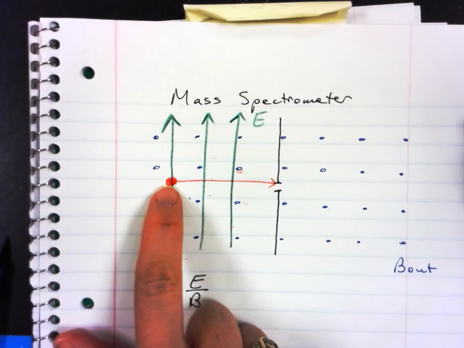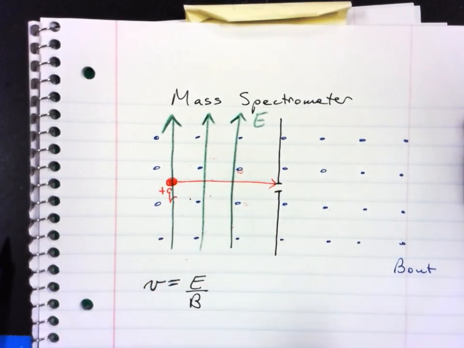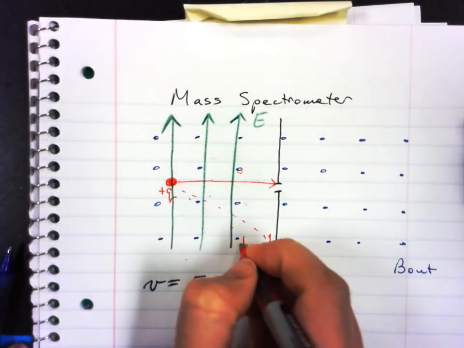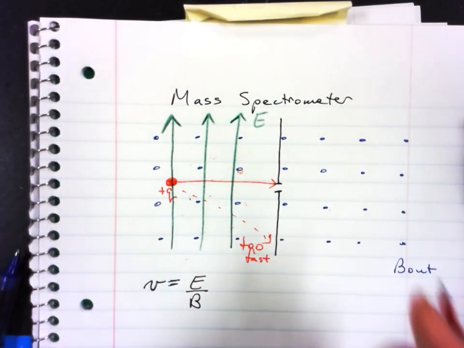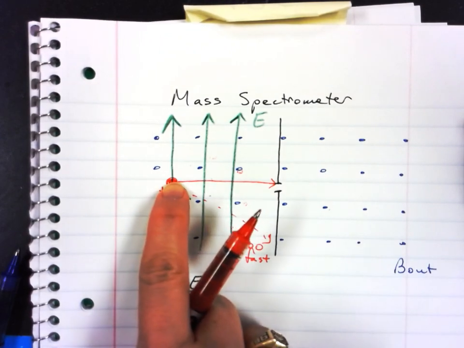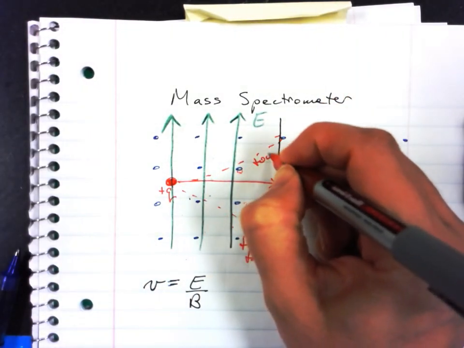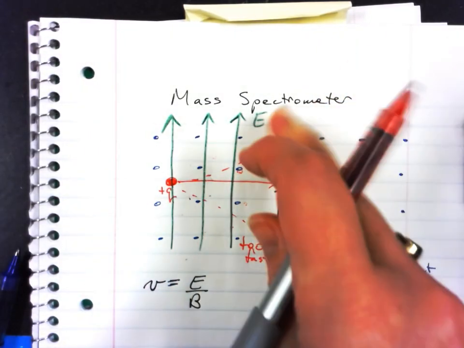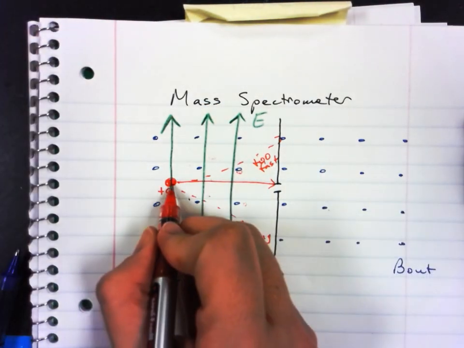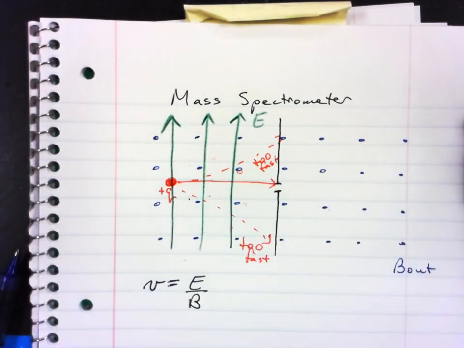If it's moving faster, it's going to have a stronger magnetic force, and so it's going to move towards the bottom of the page. And it's going to run into this wall. So this is if it's moving too fast. If it's moving too slow, it's not going to have enough magnetic force to cancel out the electric force. So it's going to go to the top of the page. And it's going to crash into the wall. So this side is our velocity selector. Only particles with this velocity get through this hole.